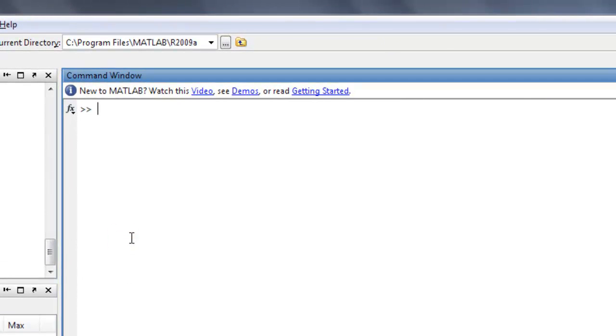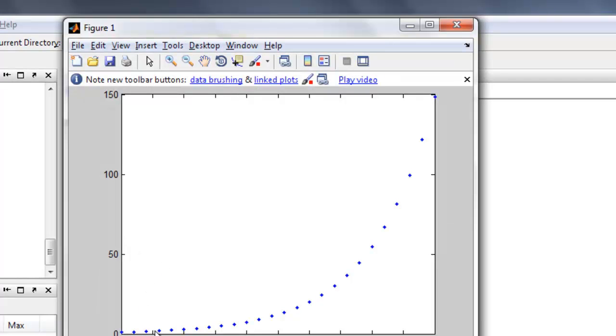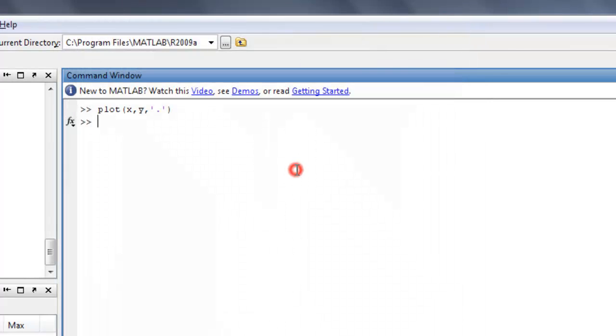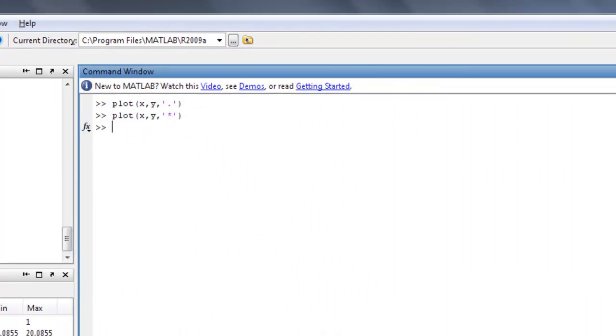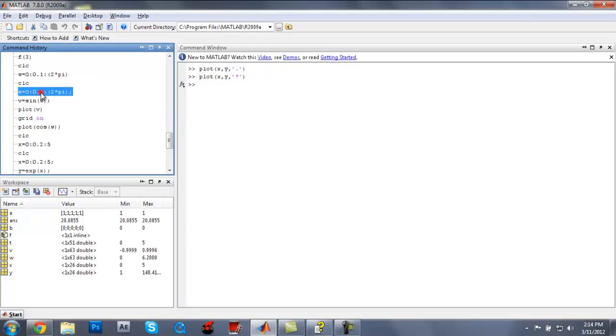Right, so here was the main thing, for example, here's plot. This is used for defining the attributes of the graph. I want the graph in red color, blue color, yellow color, anything, or I want stars to be printed or dots to be printed in the graph. Hit enter, you will get a graph with dots. Right, so if you want a graph with stars on it, I put a star in single inverted commas, hit enter, you will get stars in the graph at the exact points.